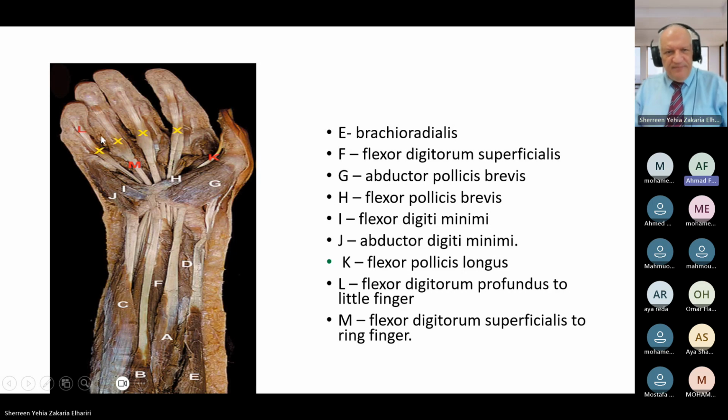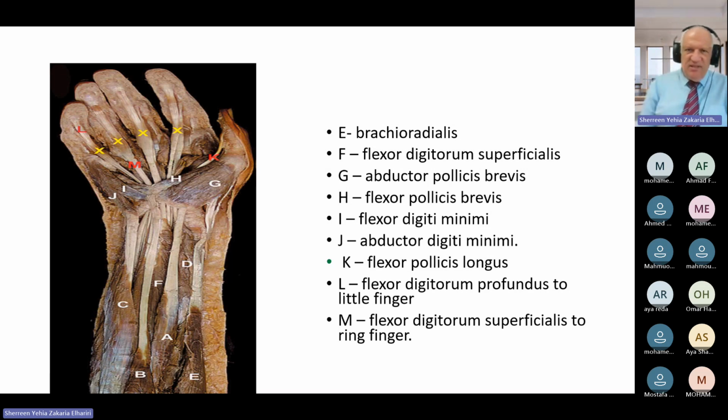Okay, because it is a debate, in the thenar we have abductor pollicis brevis and flexor pollicis brevis, and in the little finger, abductor digiti minimi is down, and the flexor, the I, is flexor digiti minimi. Okay, maybe difficult to remember.